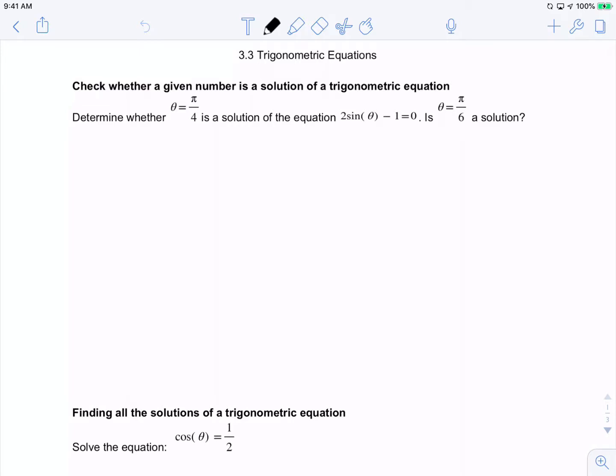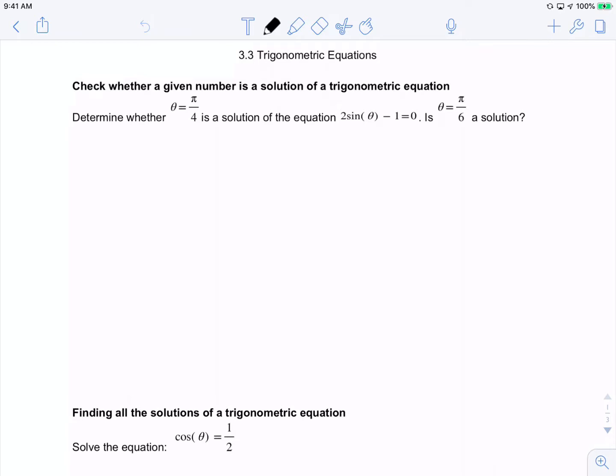Hello class, today we're going to cover section 3.3 Trigonometric Equations, and so let's just jump right into it. So this first problem is asking us to determine whether pi over 4 is a solution for the given equation, and then also checking if pi over 6 is a solution.